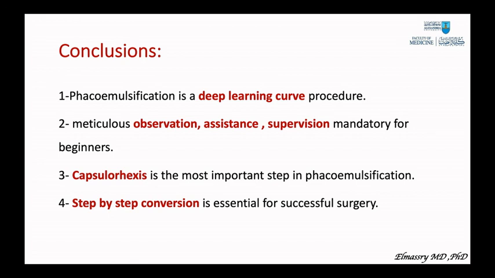Observation, assistance, supervision are mandatory for beginners. Capsular access is the most important step in phacoemulsification, and step-by-step conversion is essential for successful surgery.